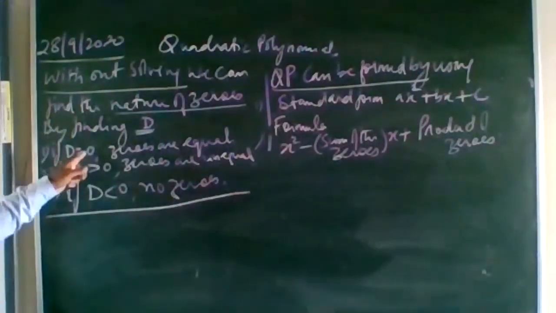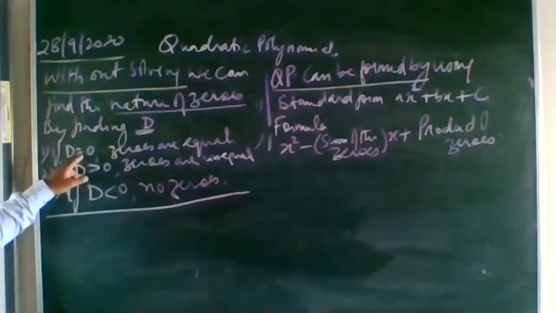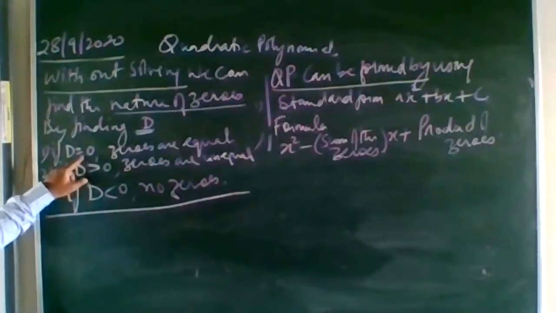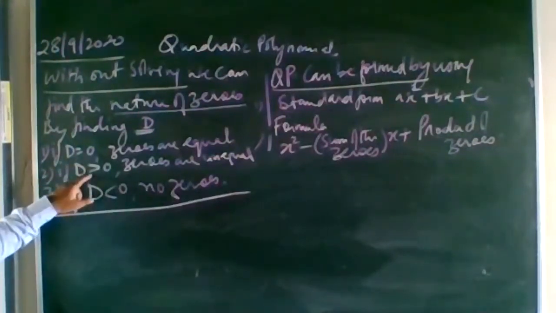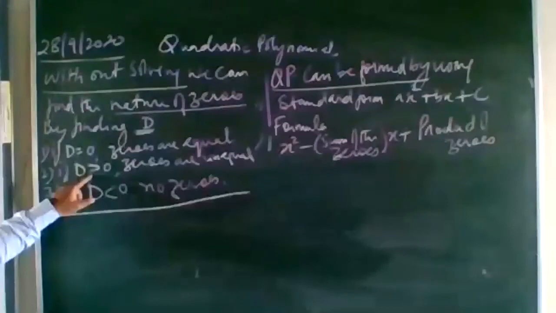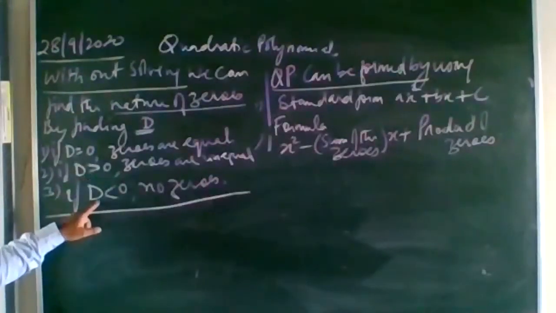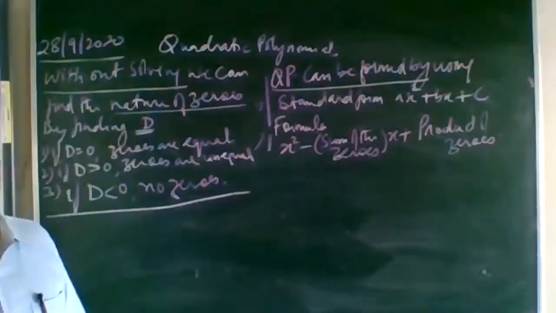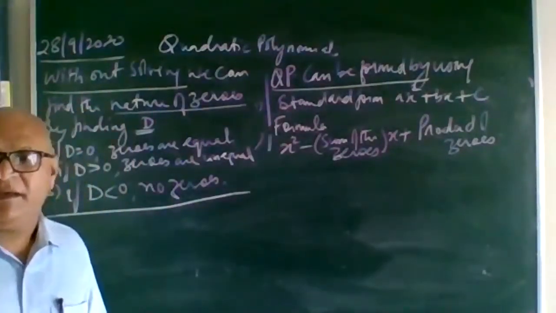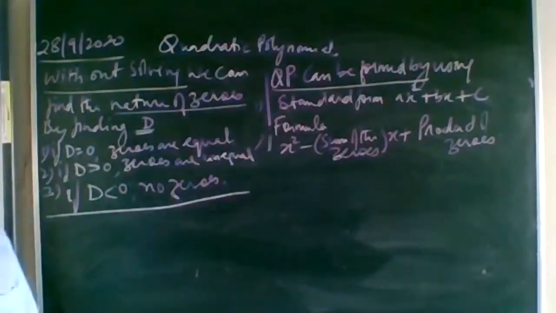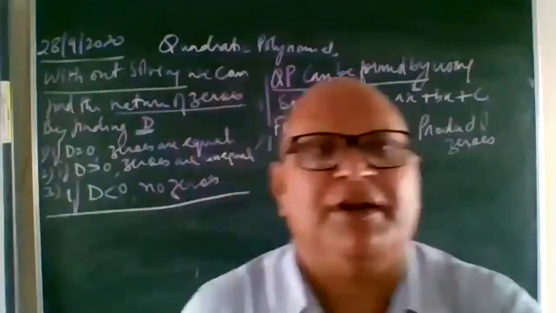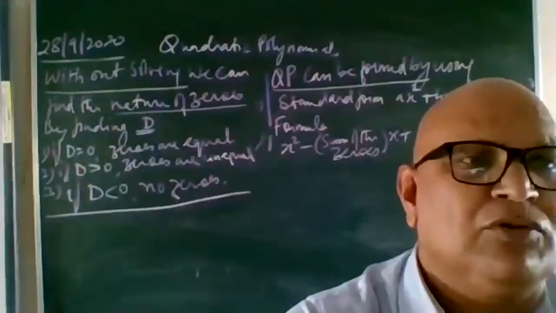So we have drawn the graph. When D equal to 0, the parabola was cutting at one point. D greater than 0, then the parabola was cutting at 2 points. If D less than 0, then the parabola was not cutting the axis. That is imaginary, which we will study in the next class. Okay. So quadratic polynomial, you can go through that and revise.